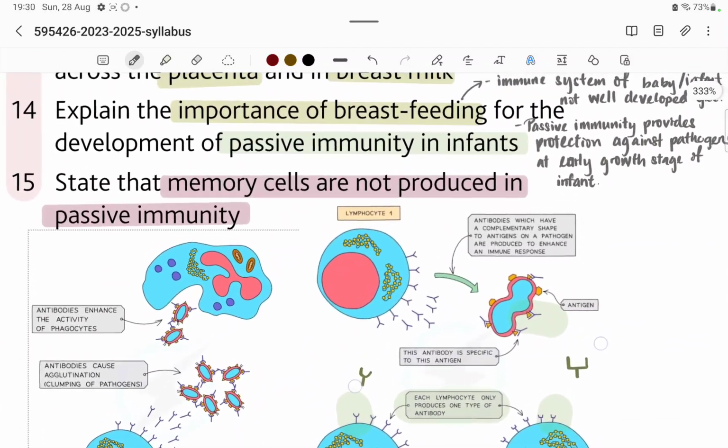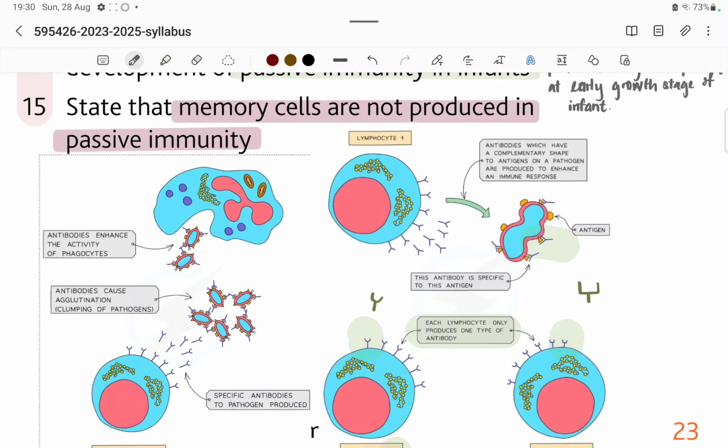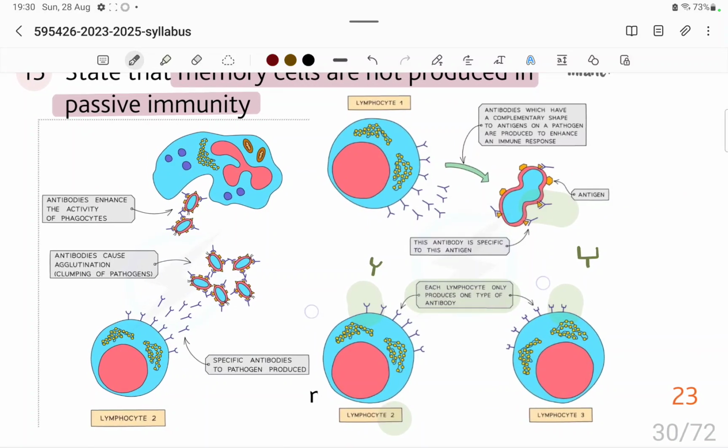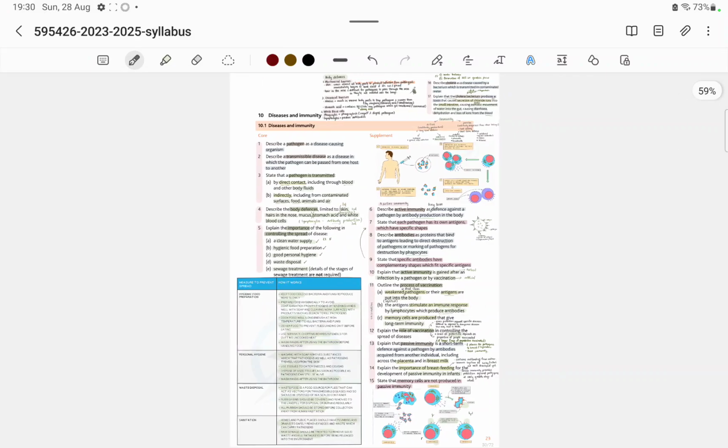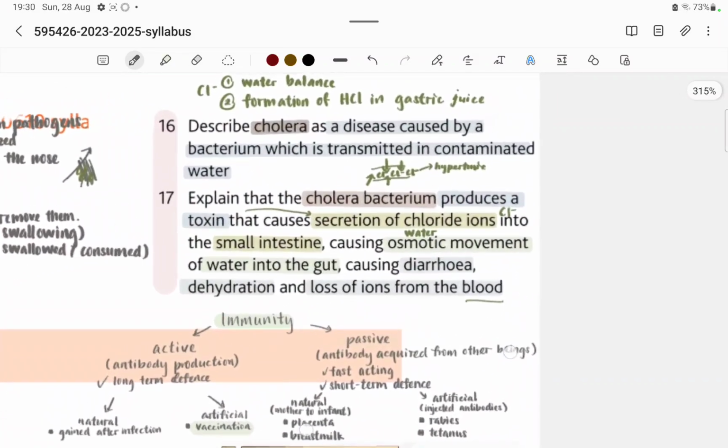After that, memory cells are not produced in passive immunity. Memory cells are only produced after antibodies are produced. So active immunity has memory cells and antibodies, but passive immunity does not. This one is for the lymphocytes: different lymphocytes will produce different kinds of antibodies. Okay.